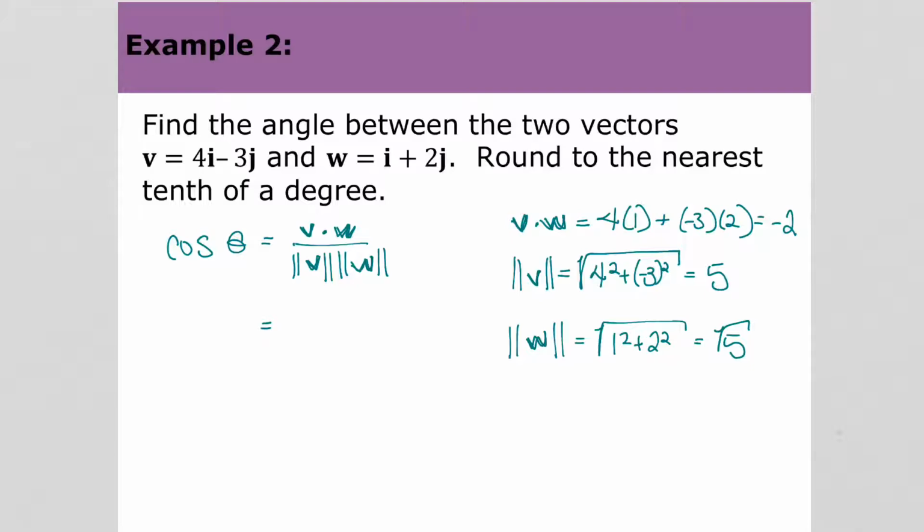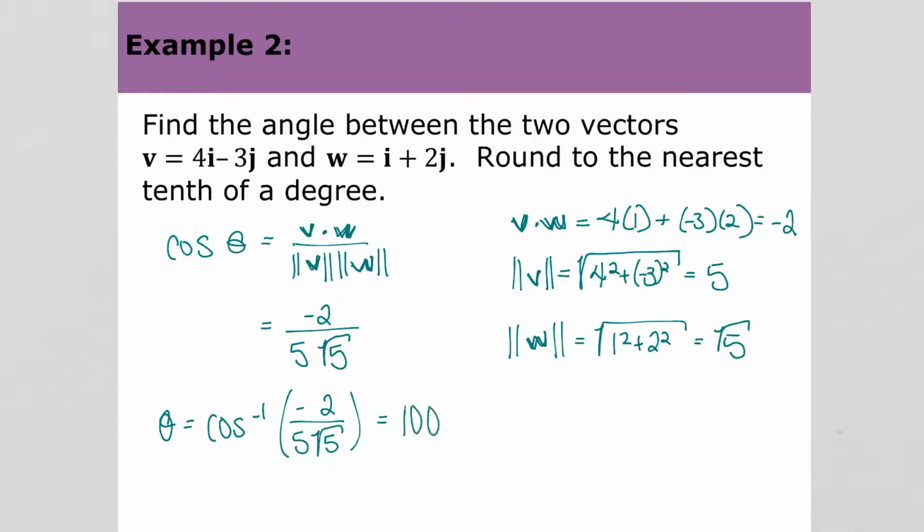So cosine of theta will be equal to negative 2 over 5 times the square root of 5. So you can find the angle between them by doing the inverse cosine of negative 2 over 5 square root of 5. And just put that in your calculator, and if it wants it in degrees, 100.3 degrees.